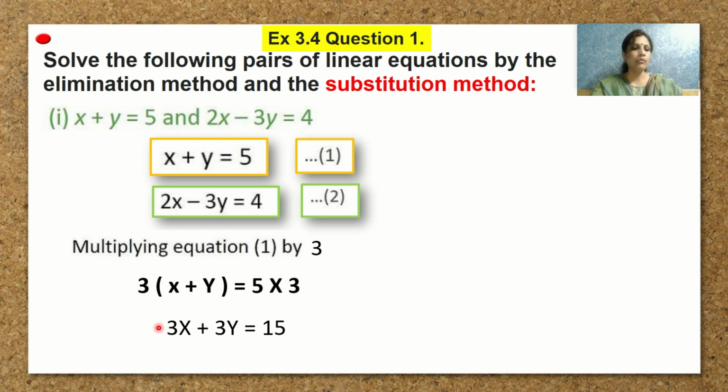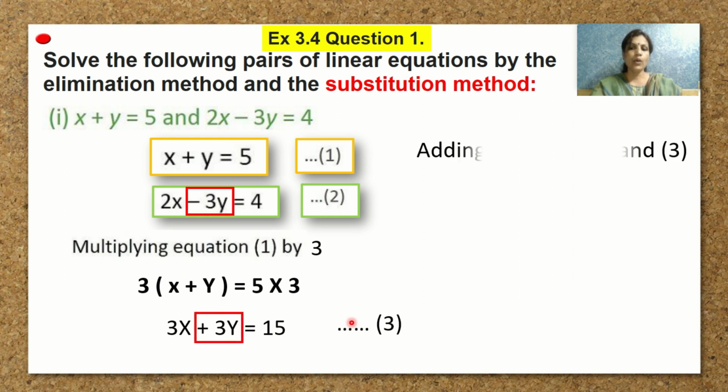And we got the value as 3x plus 3y is equal to 15. And I'll name this equation as 3. Now what will I do? I have changed my equation 1. Equation 2 is as it is. Alright. So now I'll do one thing. I'll add equation 2 and 3.